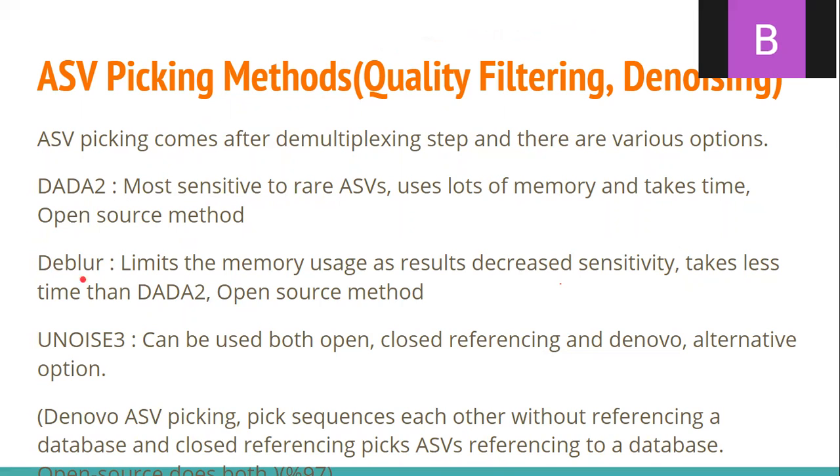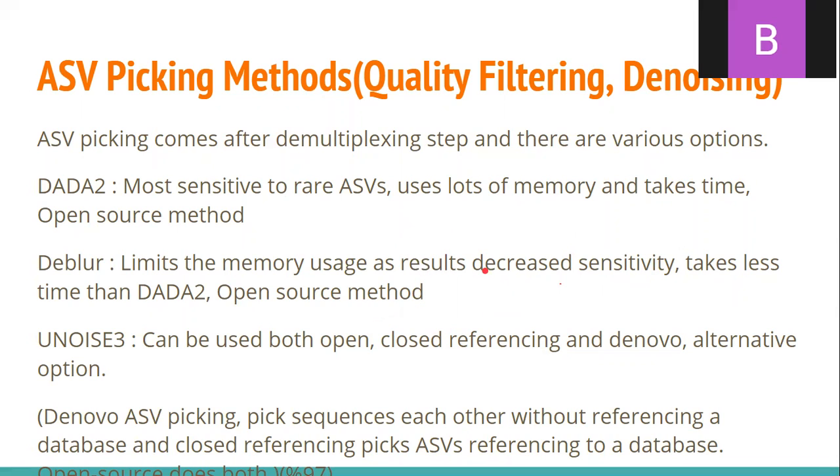And Deblur, the alternative to this, limits the memory usage, but it decreases the sensitivity of the detection of the ASV picking and filtering. Actually, it takes less time, but with decreased sensitivity.